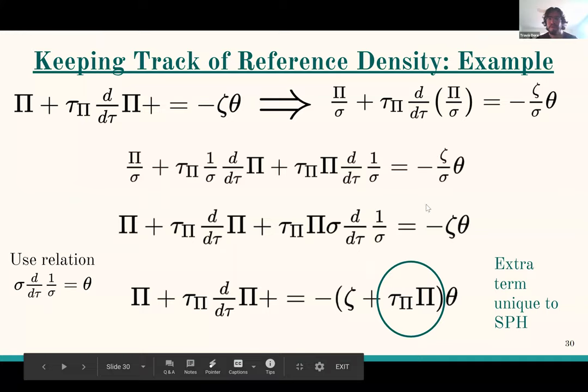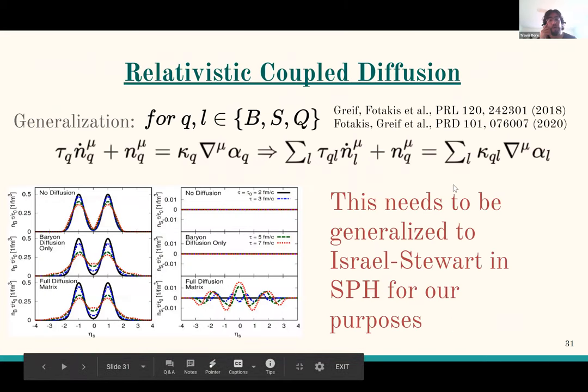So the point is that when you do things in SPH, you kind of have extra terms that you have to keep track of. But there's physics in those extra terms. It's not like it's just ad hoc or something, right?